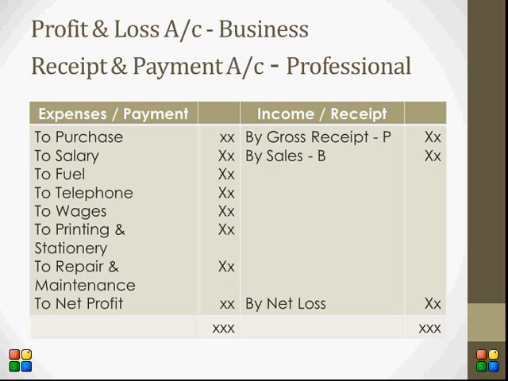Here we can clearly see the credit side, that is by gross profit and by sales, which are the income side, and the to side, that means the debit side: to purchase, to salaries, to fuel, to telephone. These are different types of expenses. If the credit side is higher and the debit side is lower, then net profit arises. That means the business or profession is in profit or gain.